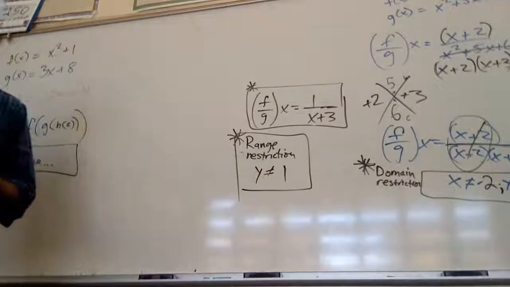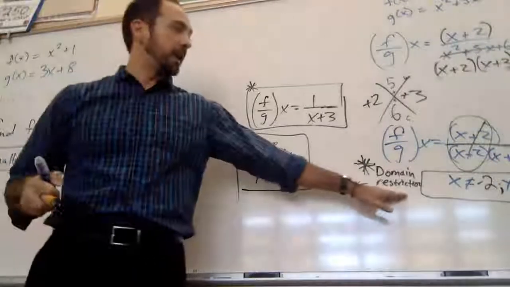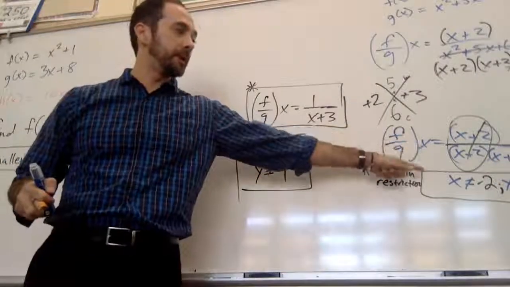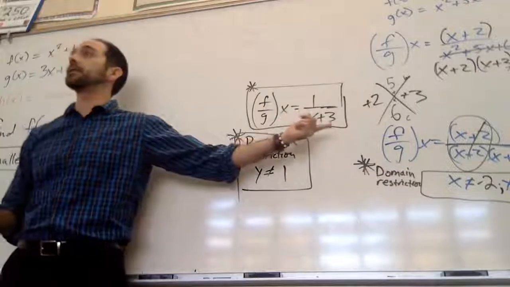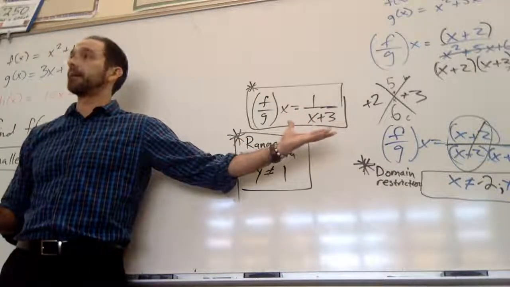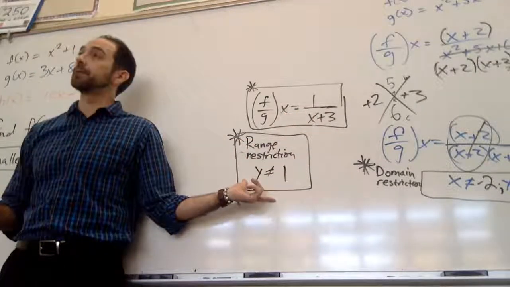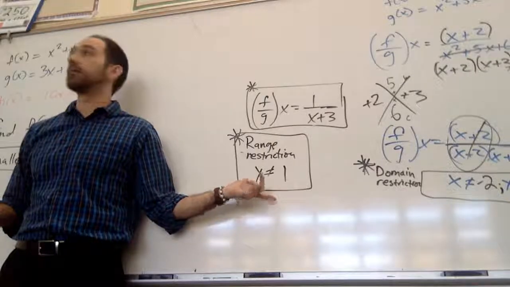Basically, you want to take your domain restrictions that you found before simplifying, and make sure you plug them into the final answer that you get after it's simplified. That'll give you a range restriction. Here, y cannot equal 1.